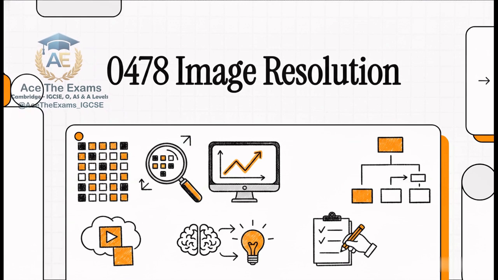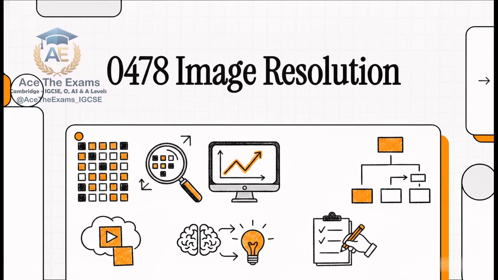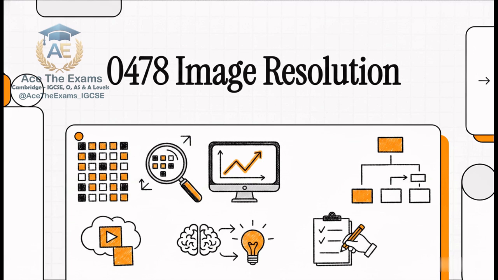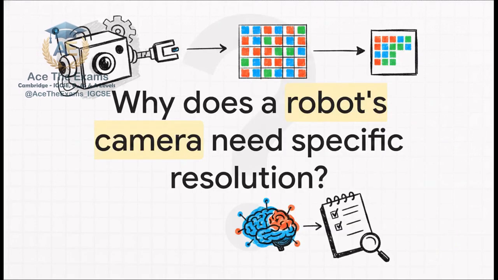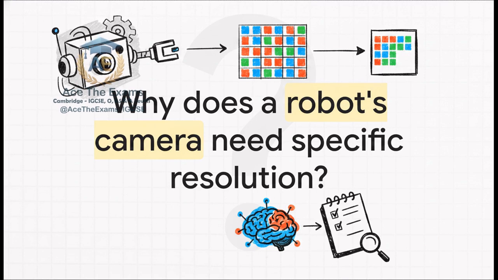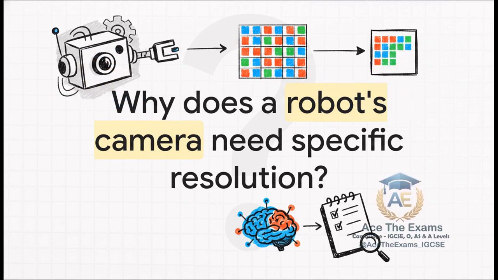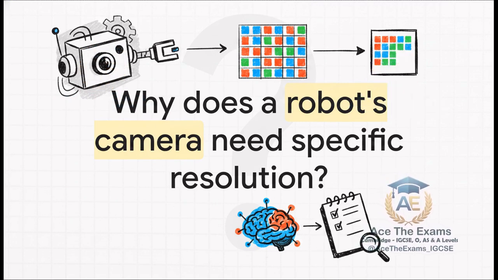We're moving away from isolated facts and straight into the strategic reasoning that examiners are actively searching for. So, let's look at the actual challenge. Here is a realistic digital scenario, straight out of a past paper style question. You probably know the definition of color depth, right? It's the number of bits used to represent the color of a single pixel. But can you explain why an automated robot's camera on a fast-moving factory assembly line needs a specific resolution?